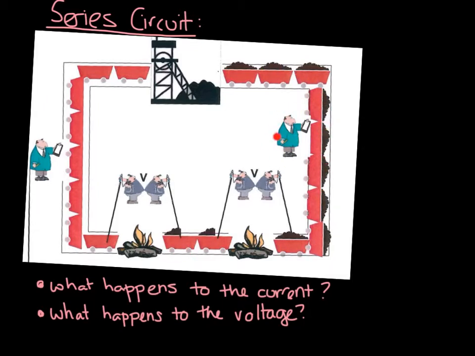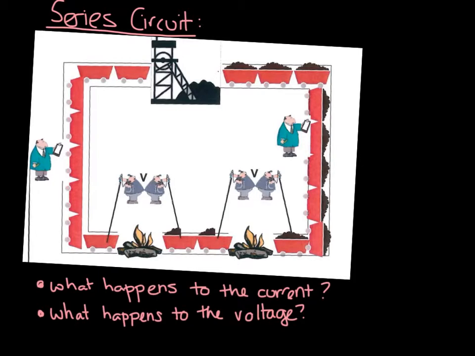So these little men here, who are the ammeters, they're counting the number of trucks per second, but you can see all the trucks are in one long loop next to each other, so they all move at the same speed. This means that the current in a series circuit is the same everywhere in the circuit.